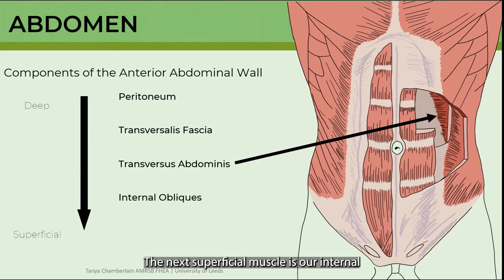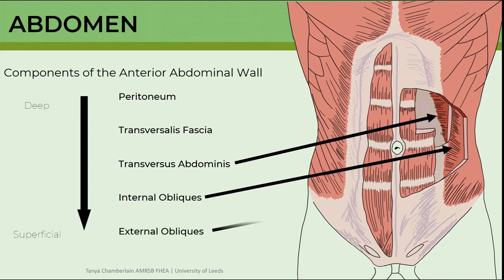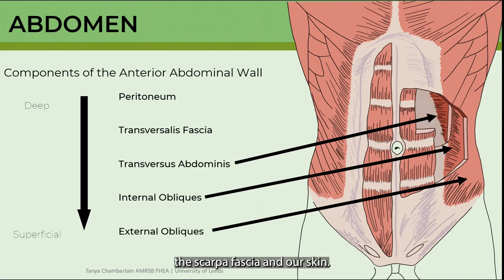The next superficial muscle is our internal obliques, followed by our external obliques, and finally, scarpa's fascia and our skin.